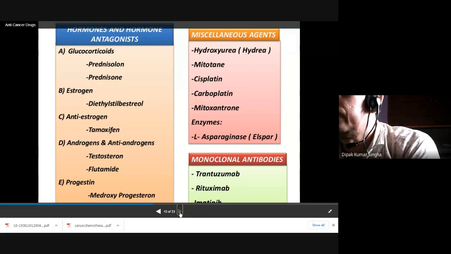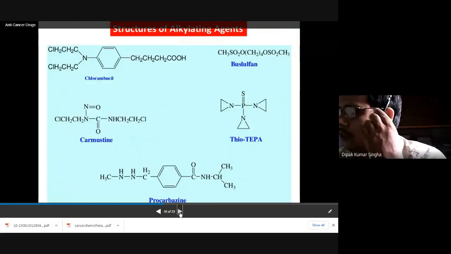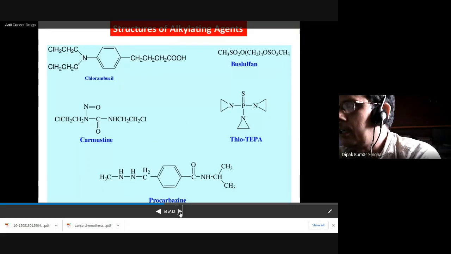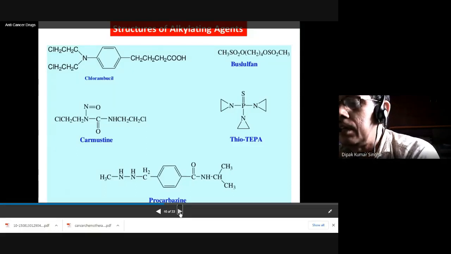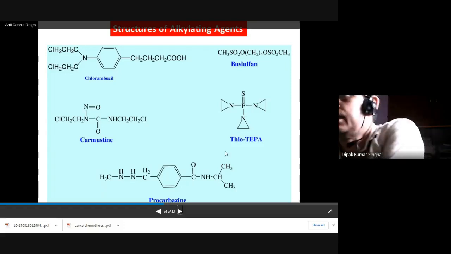These are very common monoclonal antibodies, because a monoclonal antibody binds with a particular receptor and acts on that particular receptor. They basically increase the immune system, the B lymphocytes or T lymphocytes, by CD4 or CD8 mechanisms. Now these are the structures of the alkylating agents.